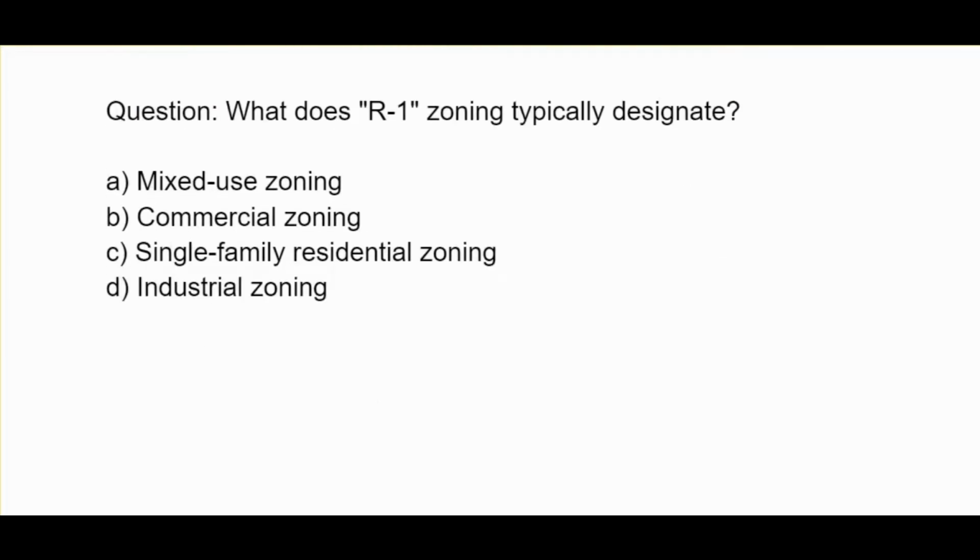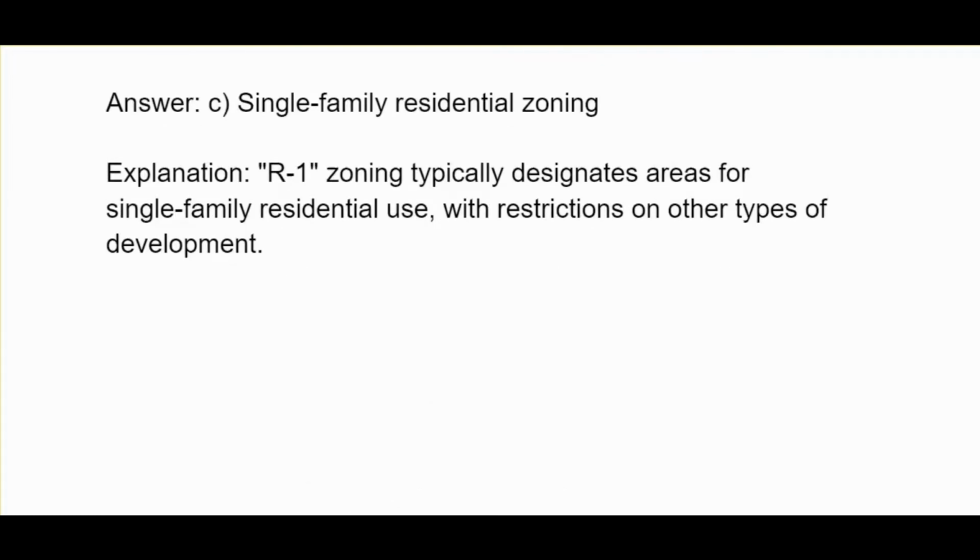What does R1 zoning typically designate? A, mixed-use zoning. B, commercial zoning. C, single-family residential zoning. D, industrial zoning. C, single-family residential zoning. R1 zoning typically designates areas for single-family residential use with restrictions on other types of development.